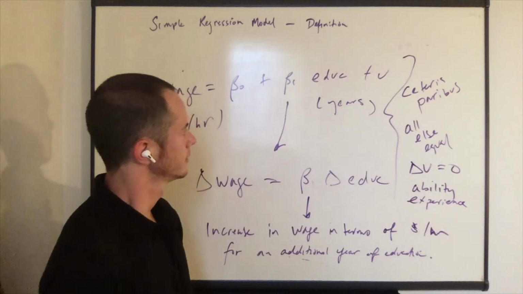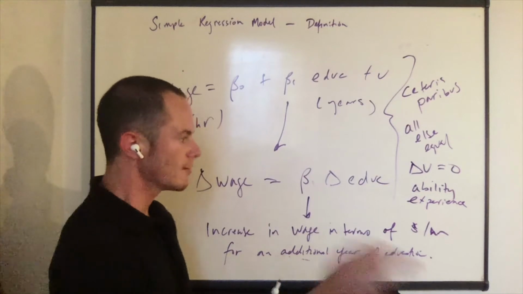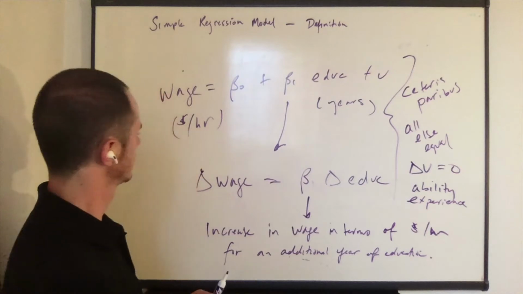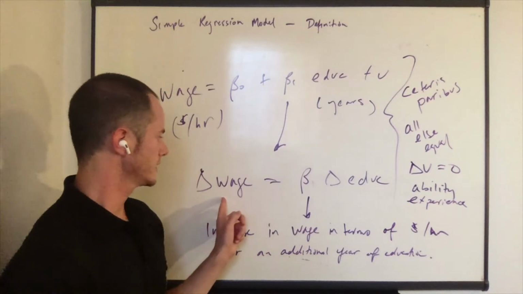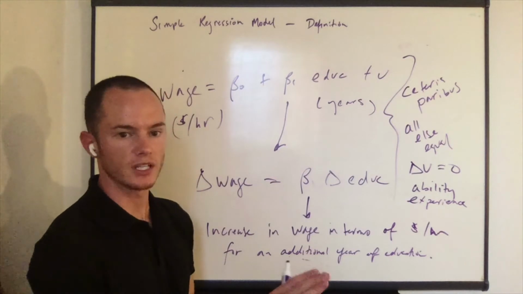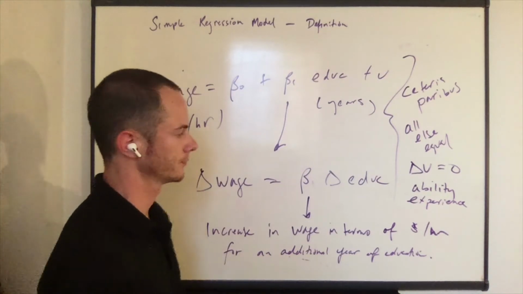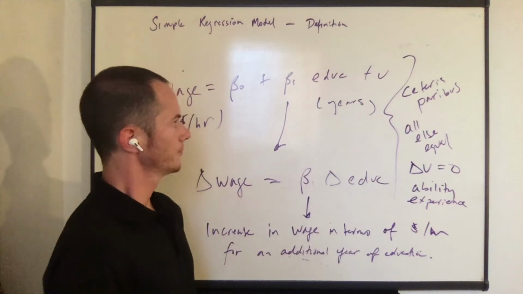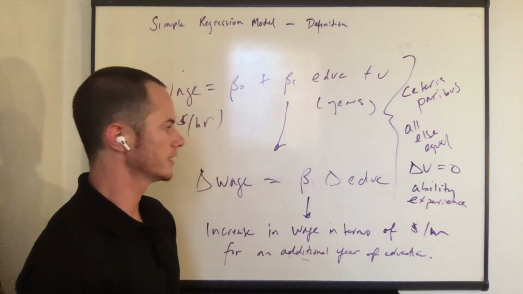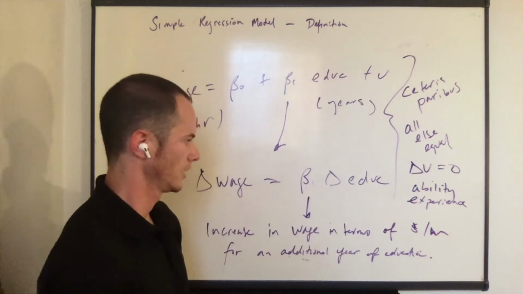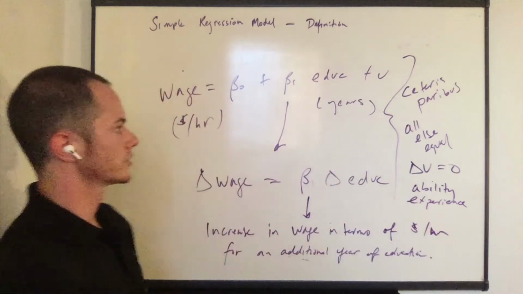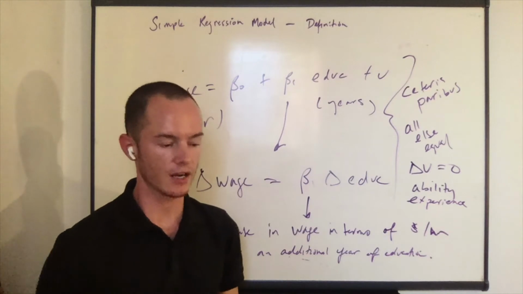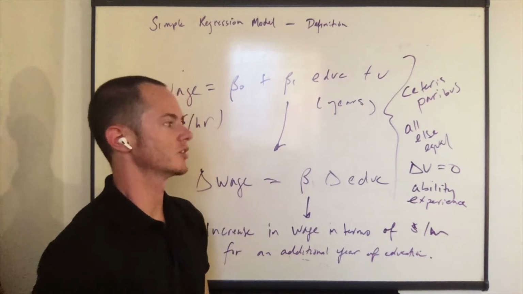Look at two individuals with the same ability, same level of experience, but two different levels of education. What is the resulting differential in their wages? Now we are making the important assumption that ability and experience are unrelated to education, but they do affect wage, and they are unobserved. We will, later in our video series, discuss the implications of this assumption.